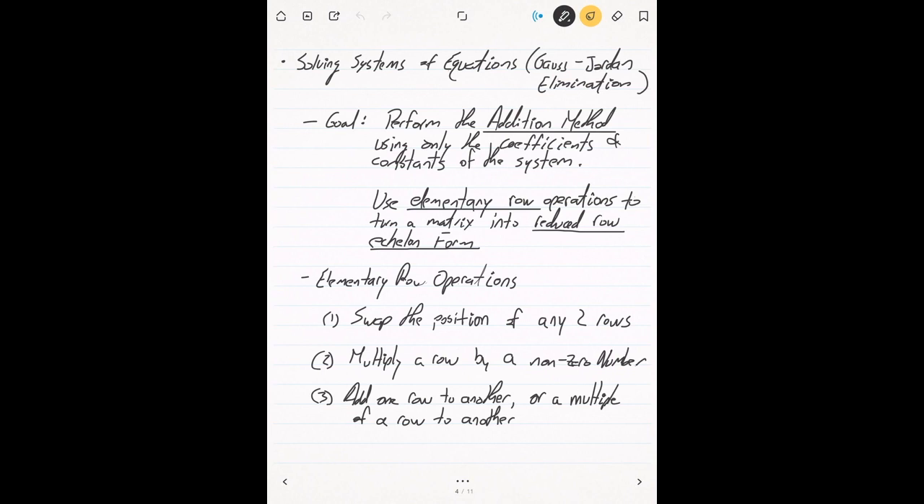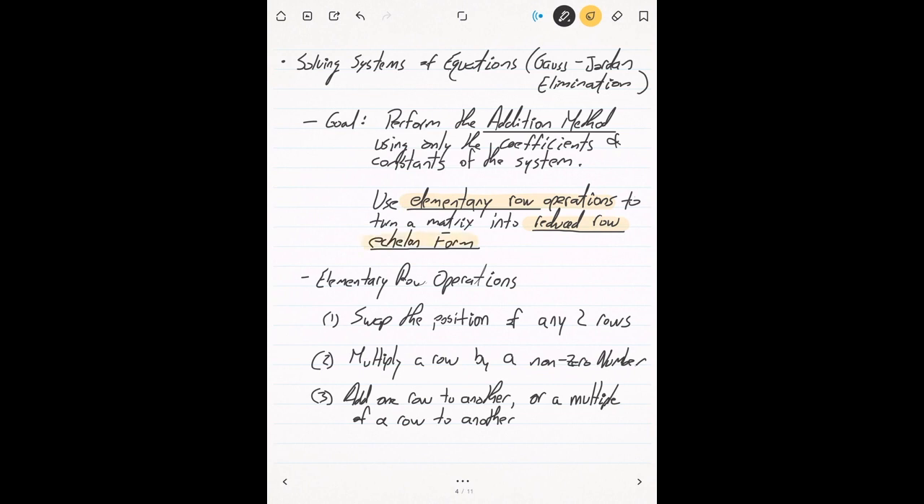We tried to get a term to cancel out so we could solve for one of the other variables. All that we do is manipulate the numbers out front. So we're going to do the same thing here. The way we're going to do this is we're going to use elementary row operations. And you might be wondering what the heck are elementary row operations. In particular, we're going to use these unknown operations to turn the matrix into reduced row echelon form.